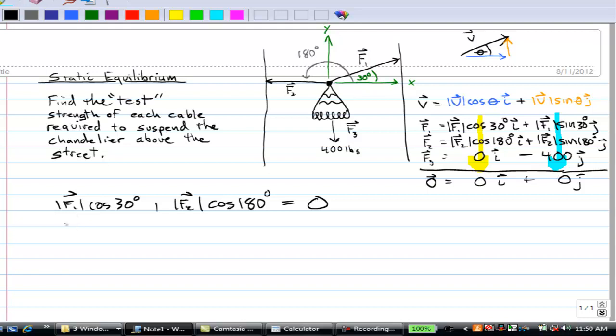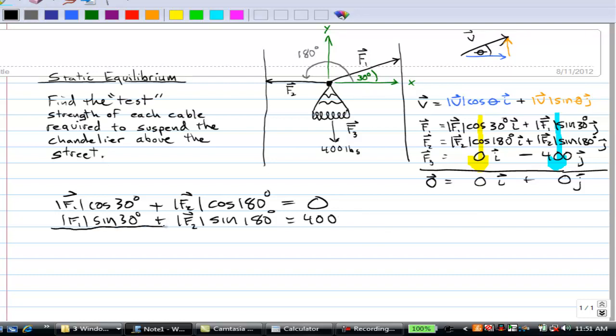It starts with F1 times the sine of 30 degrees, plus F2 times the sine of 180 degrees, minus 400 is what's next as I look down that blue highlight, and that below the line is equal to 0. I'm going to take that minus 400 and move it to the other side. So that means we'll end up with equals 400.